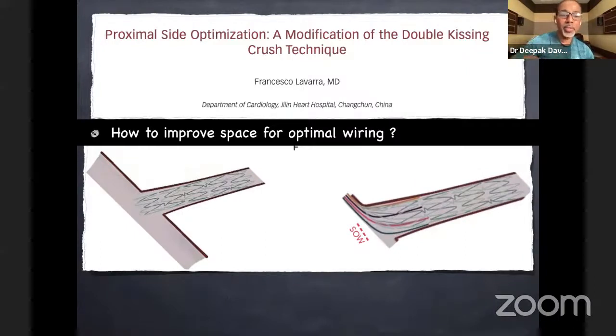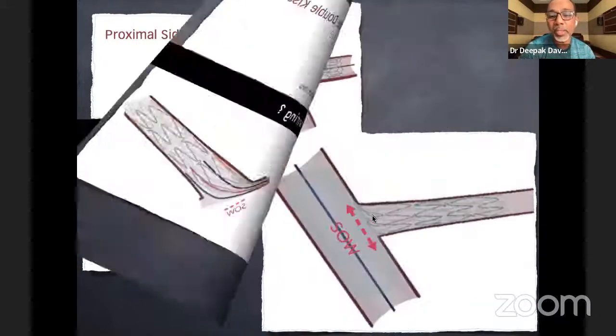vessel. So when you deploy a stent like this and crush it with a balloon, what could happen is you crush it something like this, and you have a small gap over here. And when you want to recross into the side branch, the space for optimal wiring would be something like this, almost 50% of the ostium of the side branch. So you cannot go through the most distal portion. You cannot go through this particular area. The space for optimal wiring would be significantly less. So what he has suggested is you can do a proximal side branch optimization.